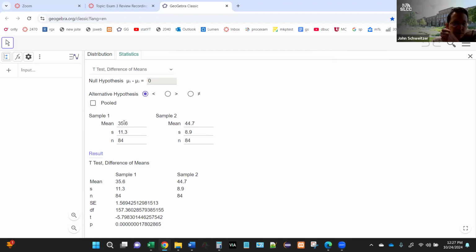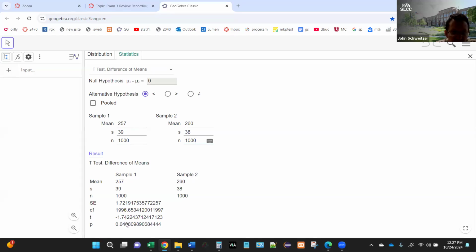We leave the pooled unchecked, and then we put in the sample statistics. So we had 257, we had 39, and we had 1,000. Then we had 260, we had 38, and we had 1,000. Okay. So we have our test statistic. So we're about 1.7 standard errors away from the null value, for a p-value of 0.04.